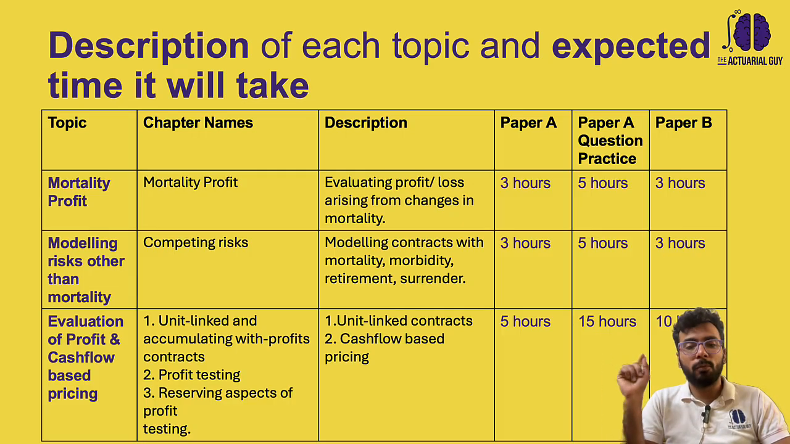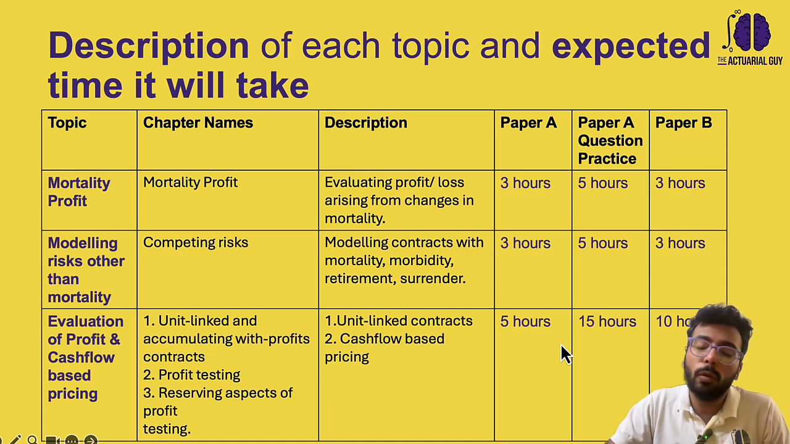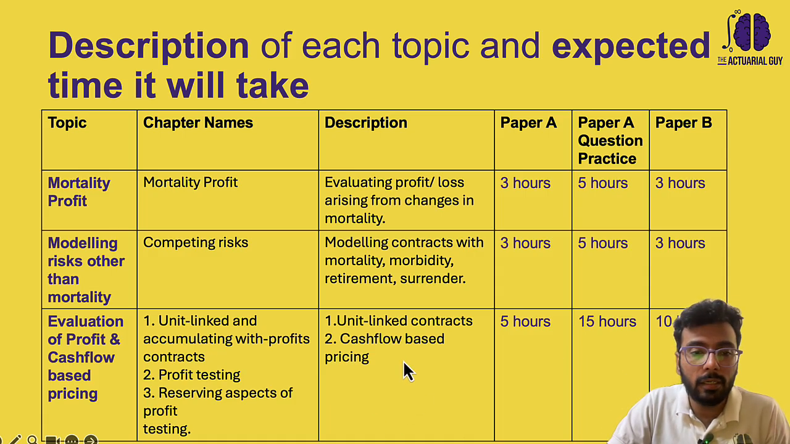And finally, the most important unit of the syllabus, which is related to evaluation of profit and cash flows based pricing. This is asked a lot in exams, both on paper A and paper B, right? That's why I've given a good amount of time. Understanding the topic itself will not take a lot of effort, but practicing questions will. And you'll only really understand this topic once you go through the questions, right? And this is one of those units again that students initially get really confused on.